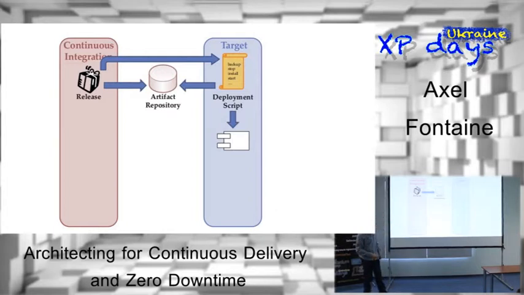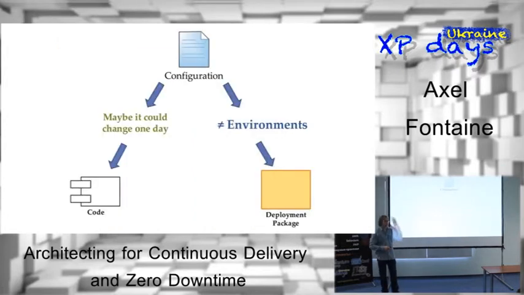So we have our target system where we have our deployment script. And so the release process triggers the deployment script. The deployment script makes a backup, pulls the new version from the artifact repository onto the server, stops the old one, installs the new one, and starts the code again. So our new application is up and running. Good.